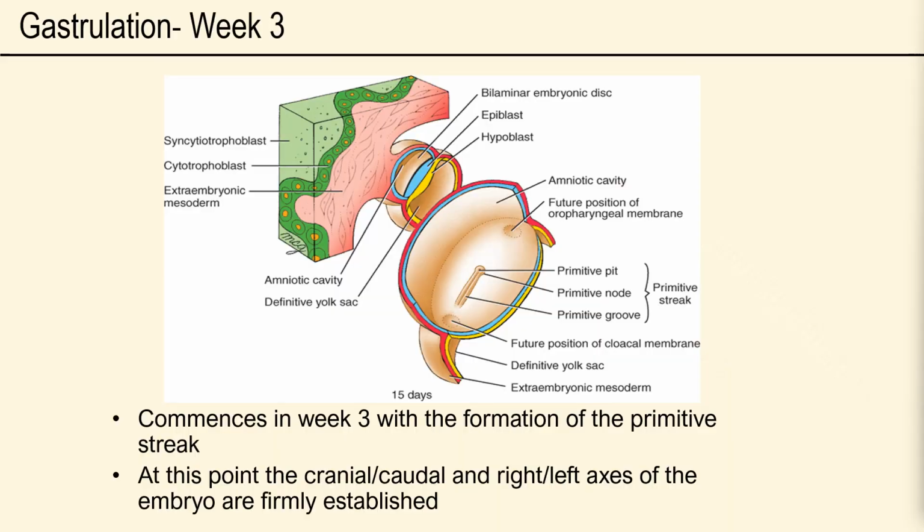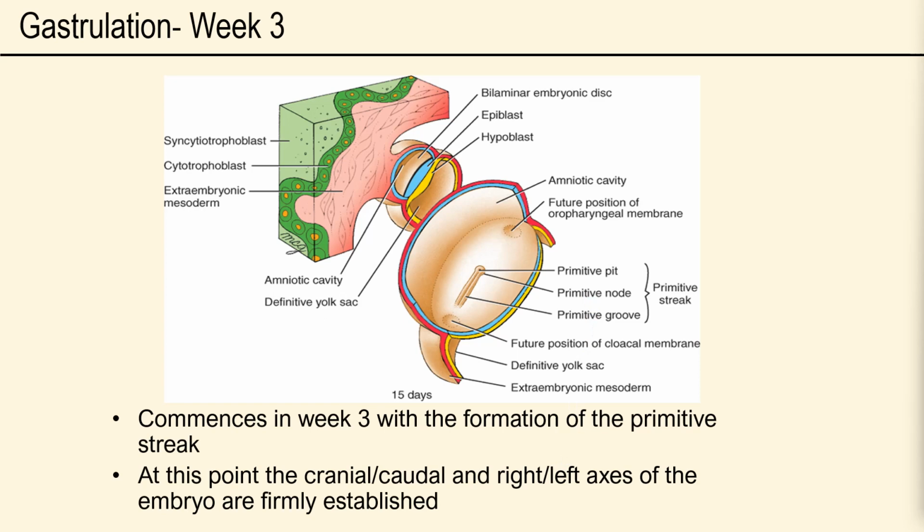Gastrulation begins in week 3. And the first step of gastrulation starts with the formation of the primitive streak. This image here represents a dorsal view of the embryo at the beginning of gastrulation. We can see that the primitive streak is formed from a primitive pit, a primitive node, and a primitive groove.